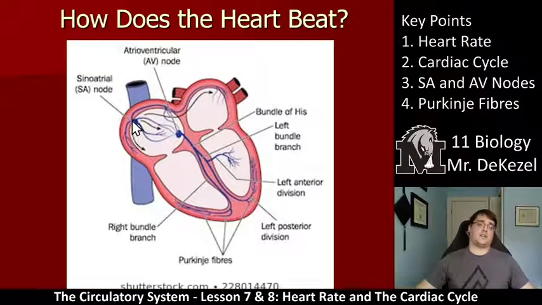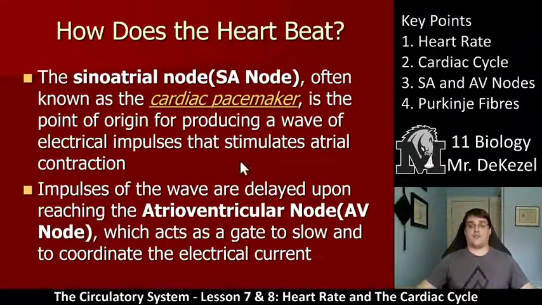So that means the electrical signal goes through here and to here, and these two contract and pump blood into the ventricles. These ventricles at that time are relaxed, so they are receiving blood, putting it into diastole. So they are relaxed, there is no pumping going on. Pumping from the atrium into the ventricle is diastole, as the ventricles are relaxed.